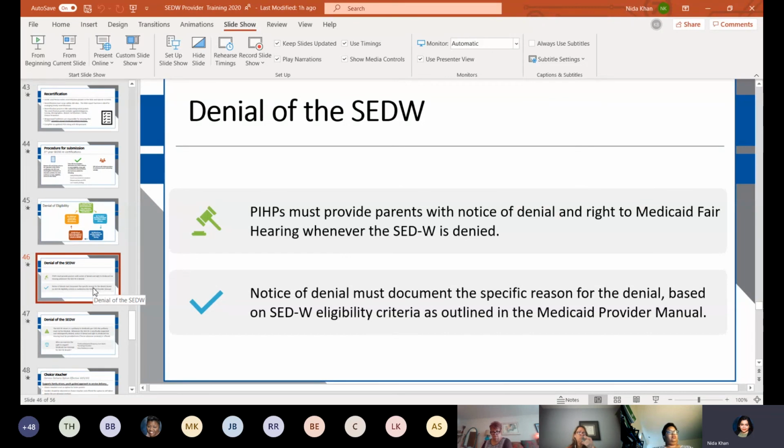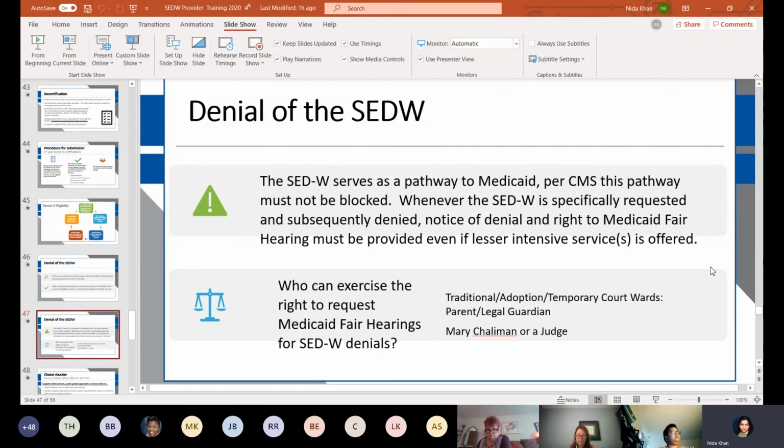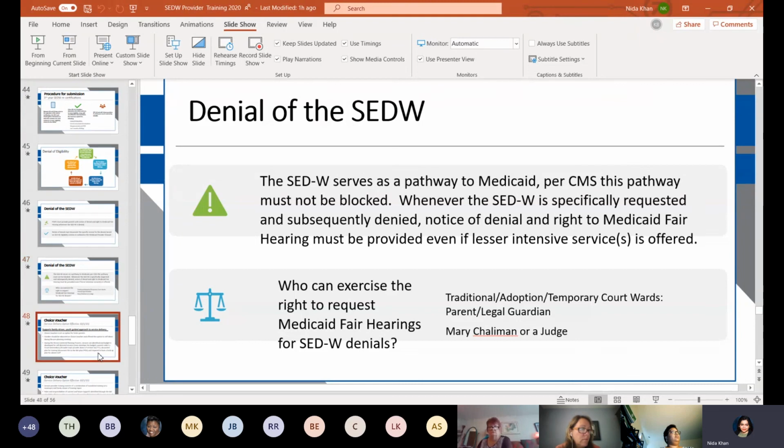So once the denial moves forward, PIHP must provide parents with the notice of denial and right for Medicaid fair hearing. And like I mentioned earlier, a notice of denial must document the specific reason for denial based on the SED waiver eligibility criteria, which is outlined in the Medicaid provider manual. And like we said earlier, SED waiver is a pathway to Medicaid. So once the SED waiver ends for those traditional families who were receiving Medicaid through SED waiver, the Medicaid will end as well. And here's information on who can exercise the right to request a Medicaid fair hearing. It could be the family as well as a judge can request that as well.